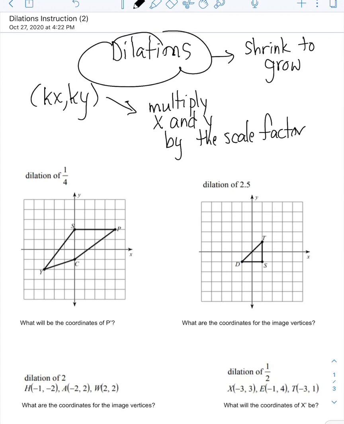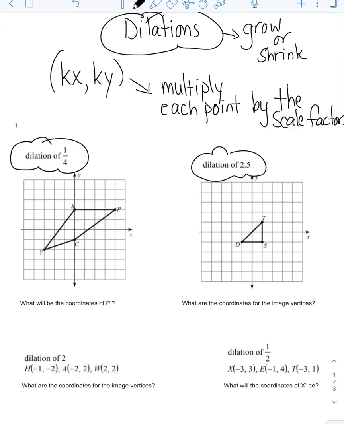On our first problem, we're going to have a dilation of 1/4. So the rule for that would be 1/4 x, comma, 1/4 y. That means multiply all the numbers by 1/4. The second one, a dilation of 2.5, we would write that rule as 2.5x, comma, 2.5y. That just means multiply the x and the y by 2.5.